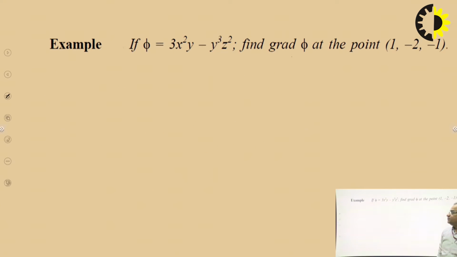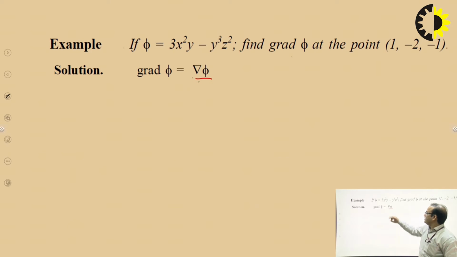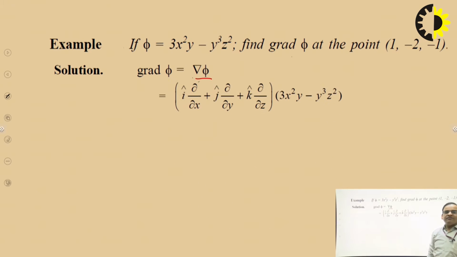Next, the example. The example for this theory is, first of all, for the gradient of a function. If phi is equal to 3x square y minus y cube z square, any given scalar point function, then we have to find the grad of phi at the given point 1, minus 2 and 1. The solution is given by grad of phi, denoted by del phi. Del is this operator and the function is 3x square y minus y cube z square.